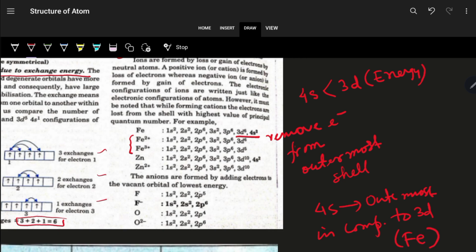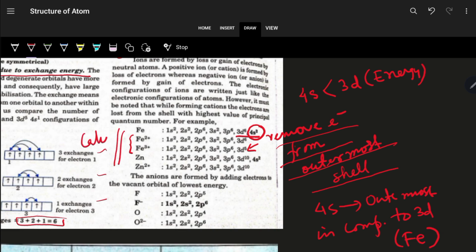Okay, so there if you say Fe2+, the first electron will go from 4s, the second electron will also go from 4s because it is 4s2. Now Fe3+, after electrons are removed from 4s, then electrons will be removed from 3d. Okay, so always remember to remove electrons from the outermost shell for cations.